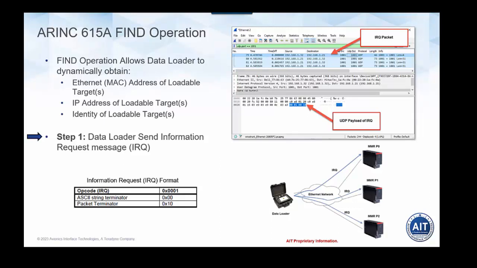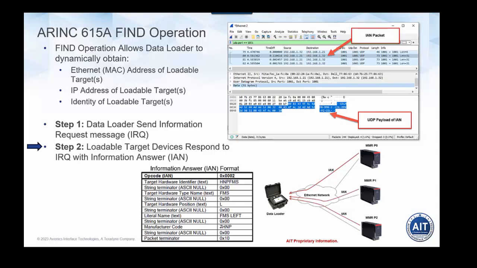I just took a snapshot of Wireshark here so you can see what that packet looks like and what this sequence looks like. It's very simple. It's a UDP packet. It's sent to port 1001, and it contains byte values of 0101 in the UDP payload. Then what you can see in packets number 80, 81, and 82 in that Wireshark capture is the avionics systems replying to that IRQ, or information request packet.